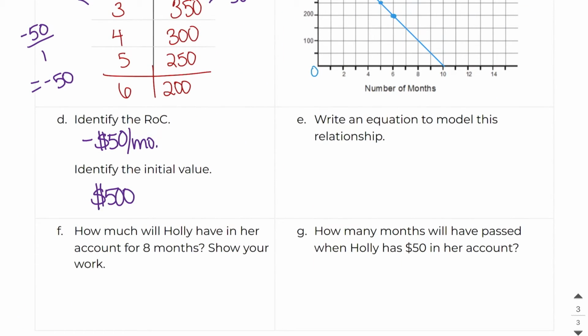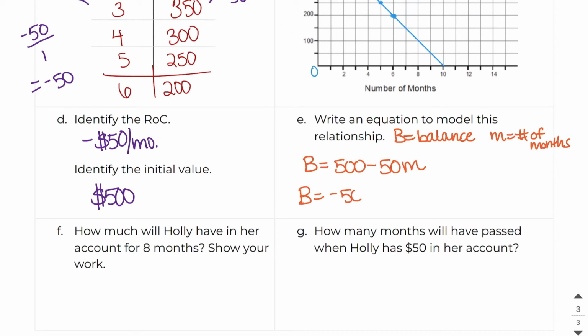So now write an equation to model this relationship. Well, let's call B her balance, and let's call M the number of months. So we can say her balance started off at $500 and it's going down by $50 every month. So we put a negative 50 here, okay? Or we could say she's going down by $50 every month, but she started with $500. Either one of these answers is perfectly fine for an equation.